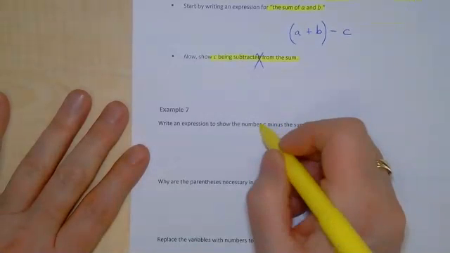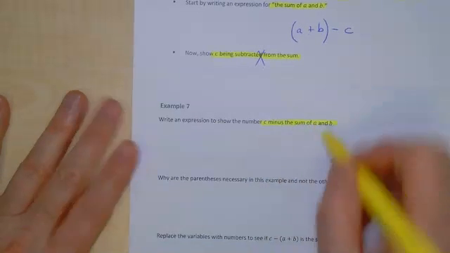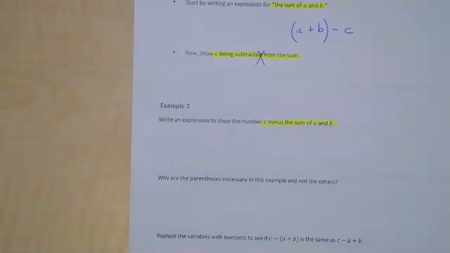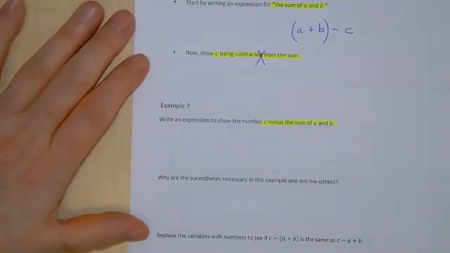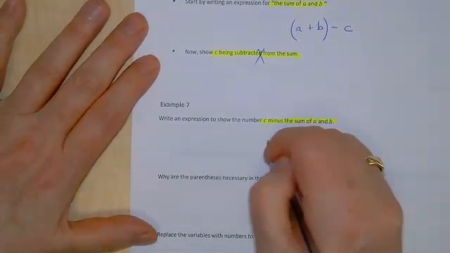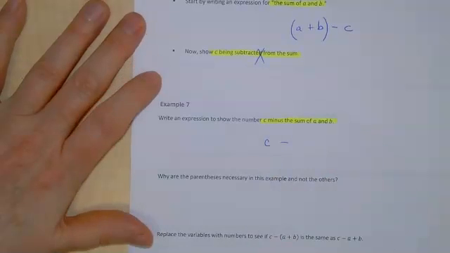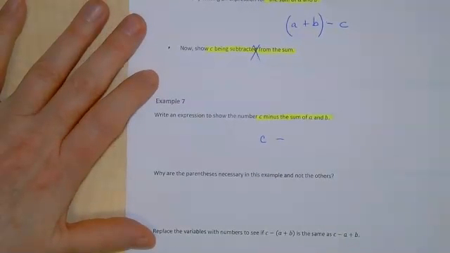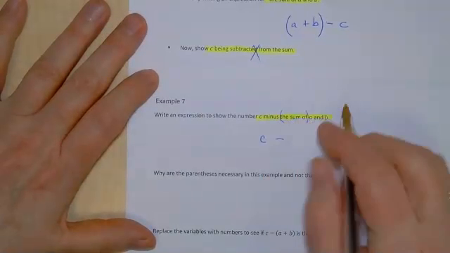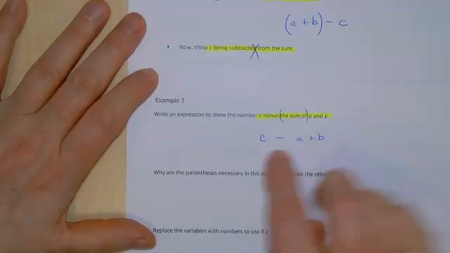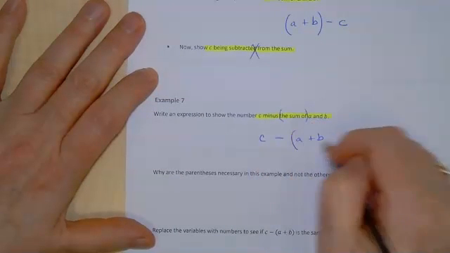C minus the sum of A and B. Now, where do you think we would start? Omari? You're going to put the C minus, and then put A and B. A plus B. But it says the sum of A and B, so it's not just minus A, it's minus the whole thing.